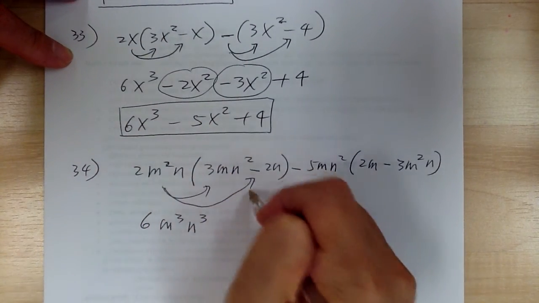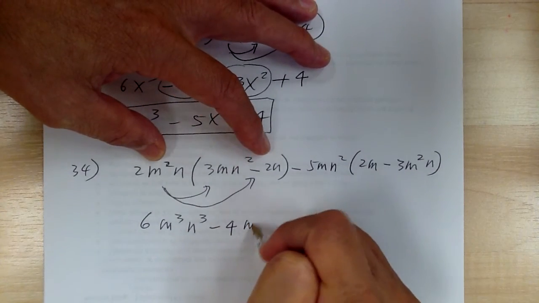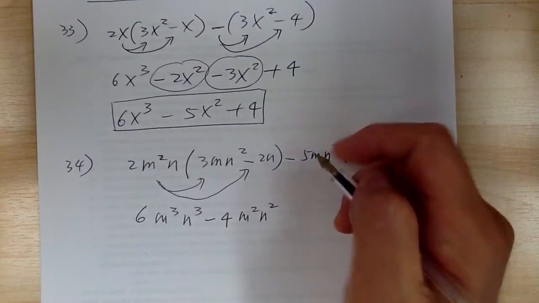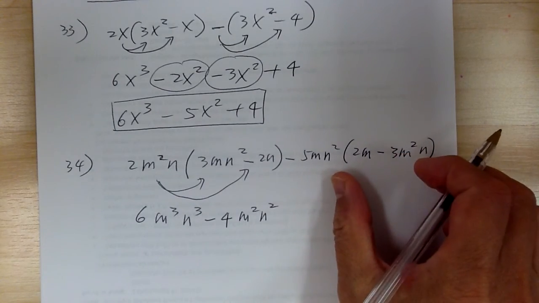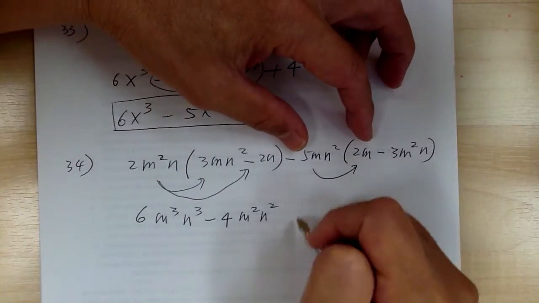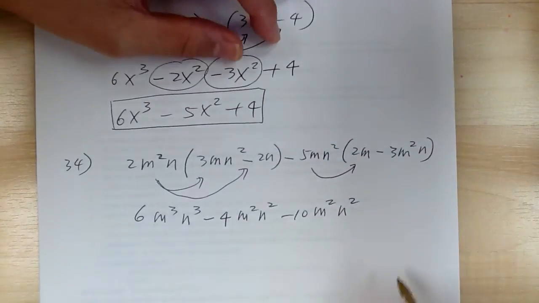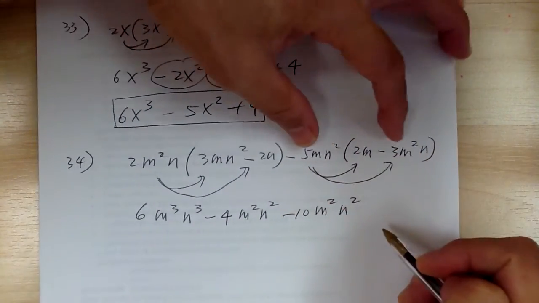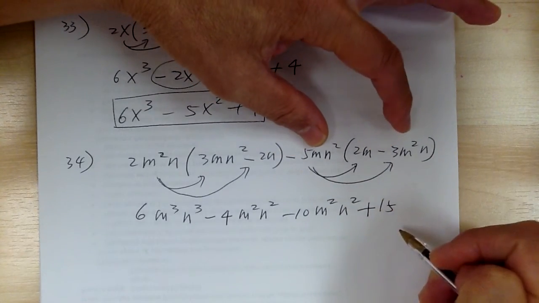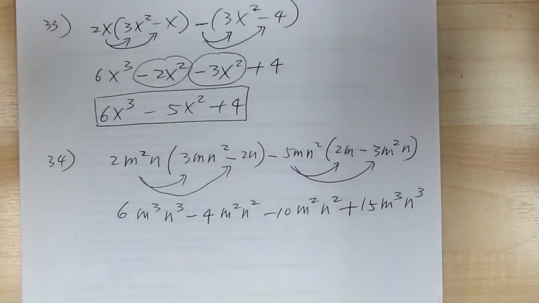Then you do the next term. Okay, so you can multiply. So you're going to get minus 4 m squared n squared. Okay, so make sure you know how to distribute. Then you go to the next. So you go to the next parentheses. Again, you multiply by what is in front. So multiply. So you're going to get negative 10 m squared n squared. Then you go to the next one. So again, multiply. Negative times negative is positive. 5 times 3 is 15. M times m squared is m to the 3. N squared times n is n to the 3.